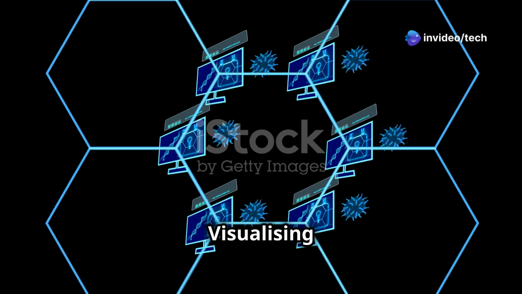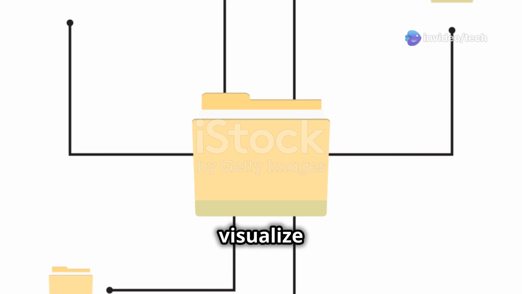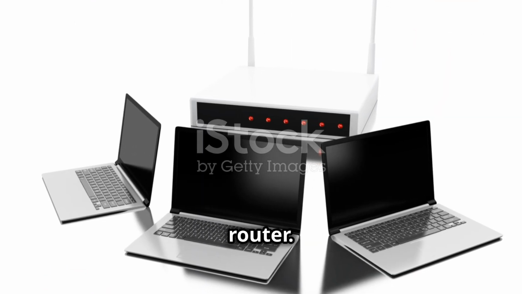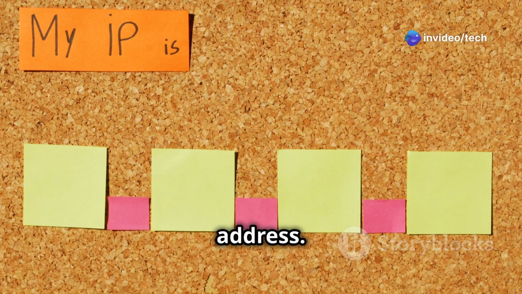Section 4. Visualizing ARP: diagrams and examples. To better understand ARP, let's visualize it with a simple network diagram. Imagine 3 computers connected to a router. Computer A wants to send data to Computer C but only knows its IP address.